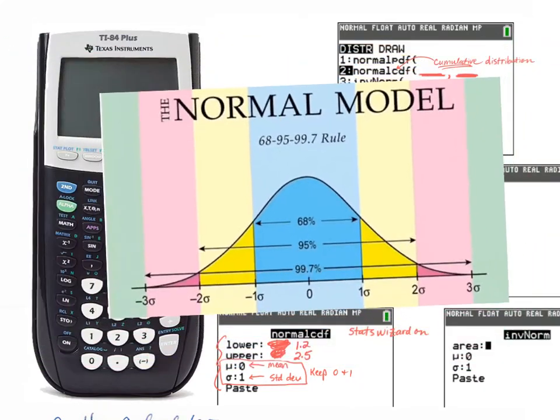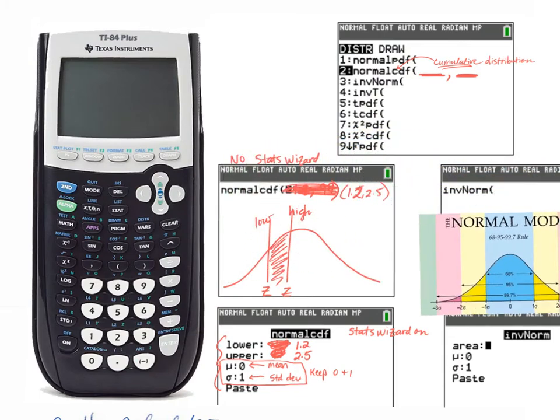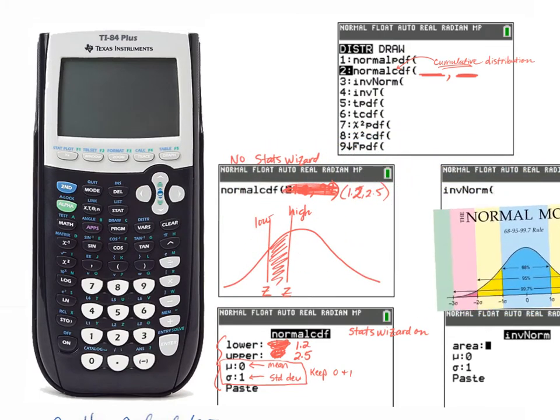All right, so hopefully you guys will be able to remember low Z to high Z.